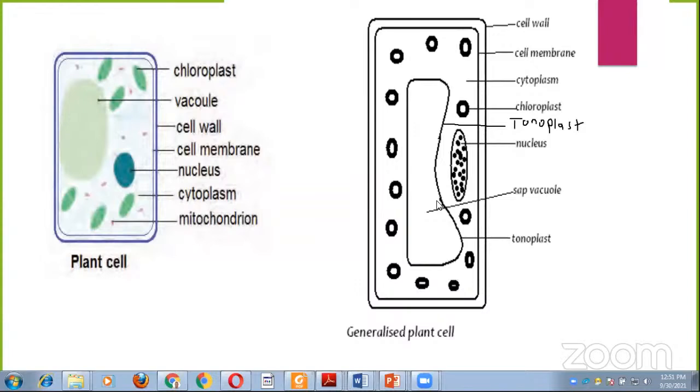The tonoplast is going to be surrounding the vacuole, and it will let in certain wastes as well as sugars into the vacuole and then out into the cytoplasm. So it is that membrane in between the cytoplasm of the cell and then inside the vacuole.